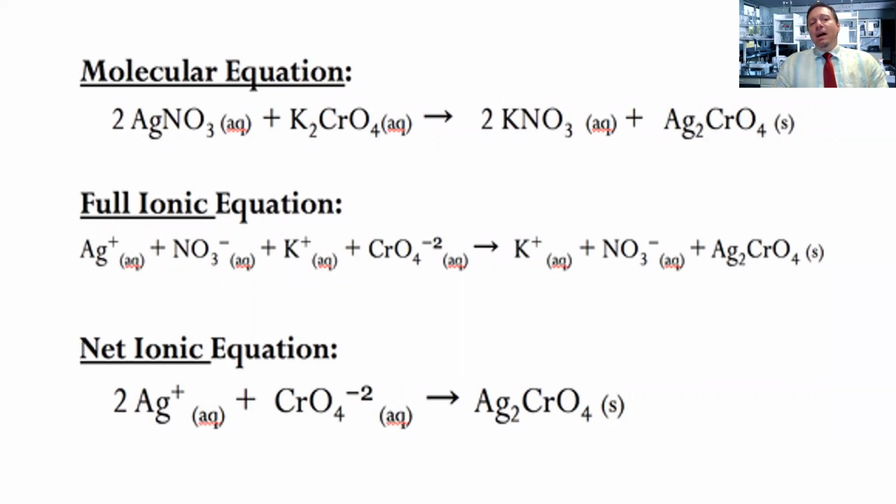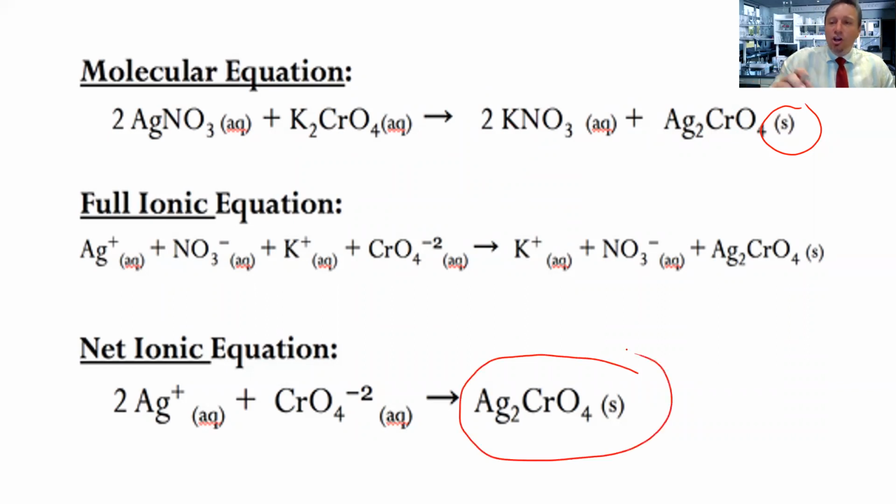So when you write a balanced chemical equation, you can write the full ionic equation or the net ionic equation. It's only involving what is actually taking place. In this example, we have a reaction of silver nitrate and potassium chromate, producing potassium nitrate and silver chromate, which happens to be a solid, so it's going to precipitate. That is the only thing you're interested in if you talk about a net ionic equation. That's why you have it here on your product side, because you're not really caring about the aqueous potassium nitrate. Those are spectators.